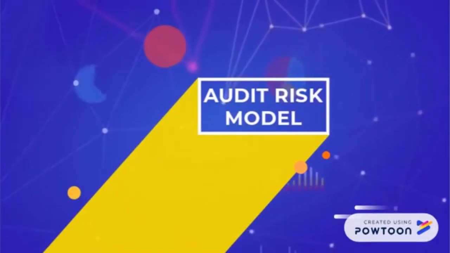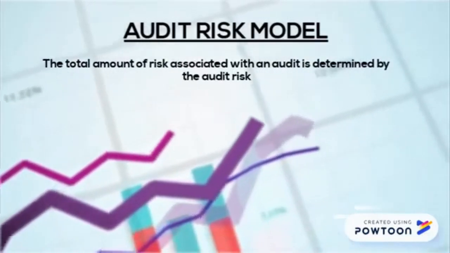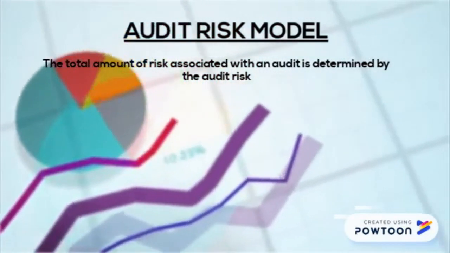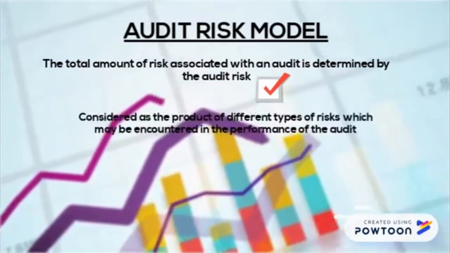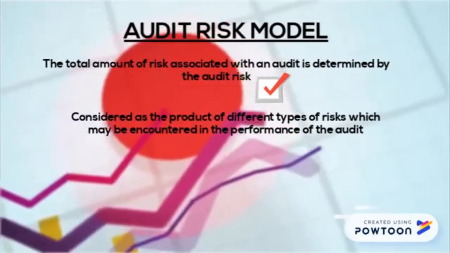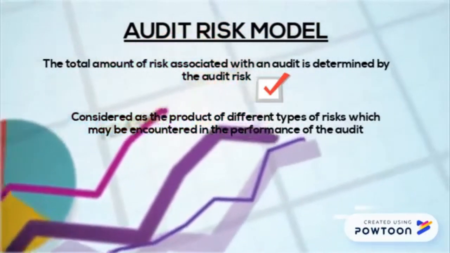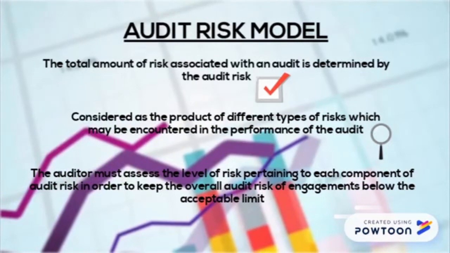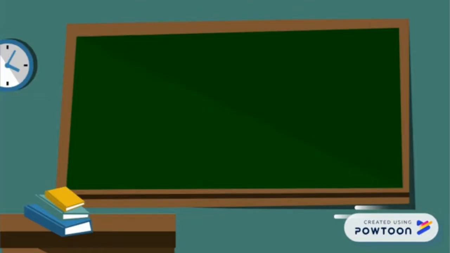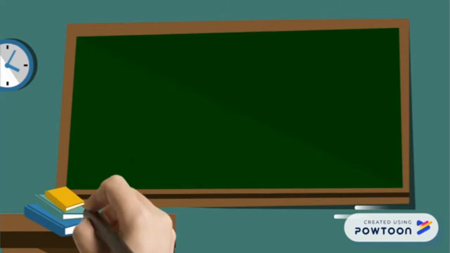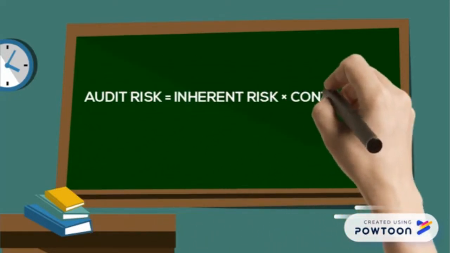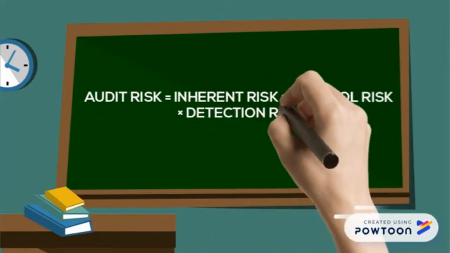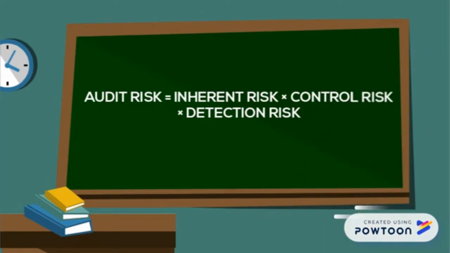Let's move to the audit risk model. The total amount of risk associated with an audit is determined by the audit risk. The audit risk may be considered as the product of different types of risks which may be encountered in the performance of the audit. The auditor must assess the level of risk pertaining to each component of audit risk in order to keep the overall audit risk of engagements below the acceptable limit. The calculation of the risk is: audit risk equals inherent risk times control risk times detection risk.